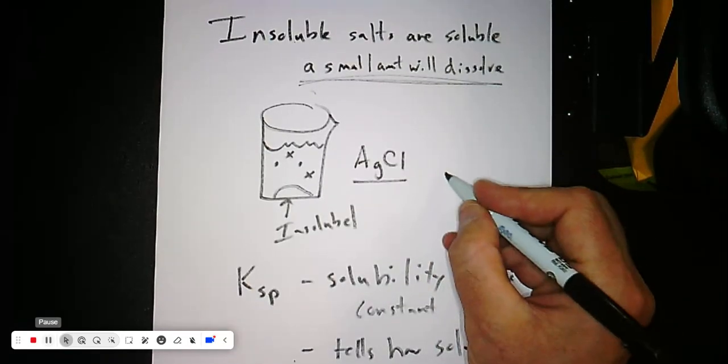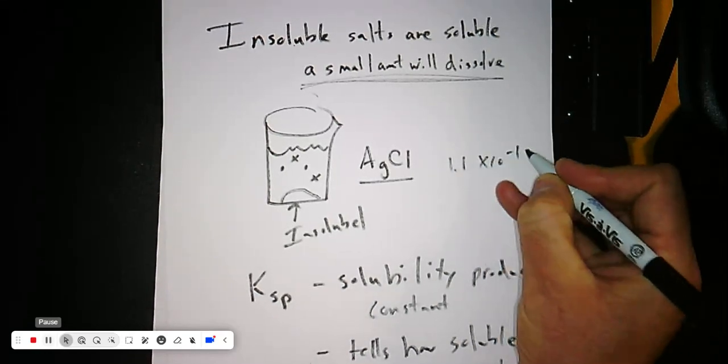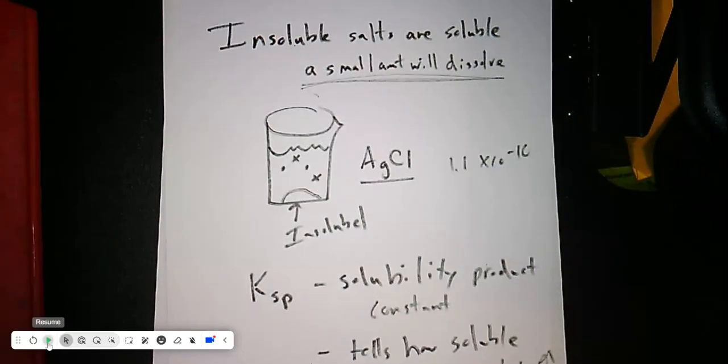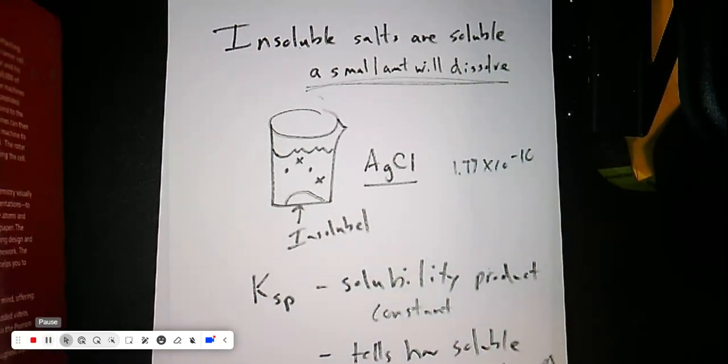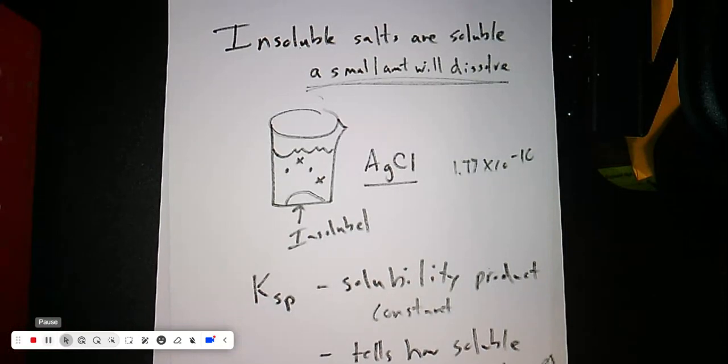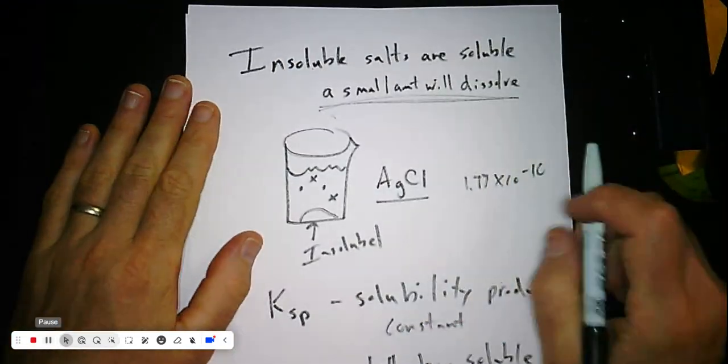This value was 1.1 times 10 to the negative 10th. I think that's what it was. I'm going to look. 1.77 times 10 to the negative 10th. All right. So even though something is insoluble, it doesn't mean that none of it's going to dissolve. Small amounts will. All right.